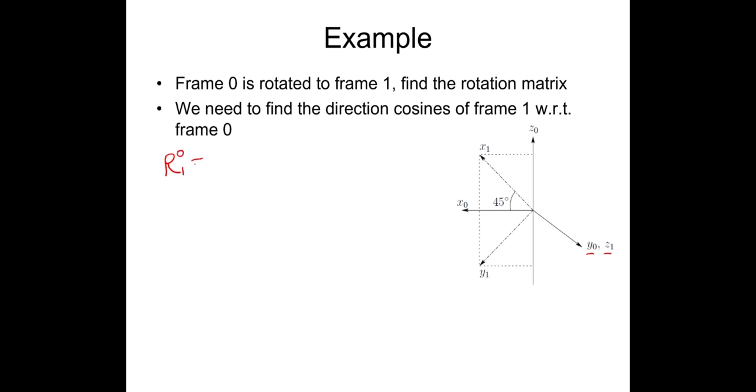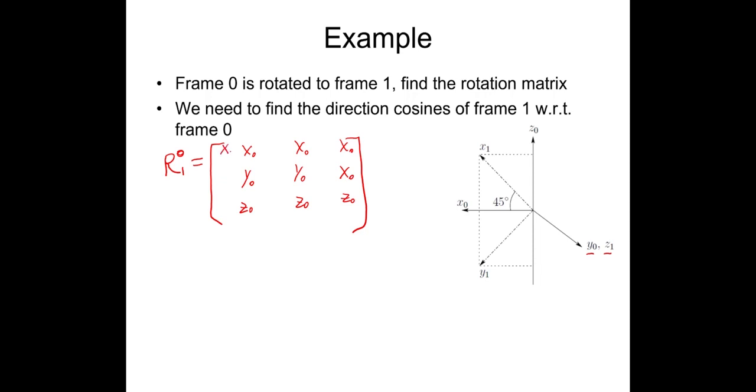Again, we write all these terms. So here the reference is frame 0, so I have x0, y0, z0, which is the reference. This is because we're projecting x1, y1, and z1 to the 0 frame. So that's why we need to write the base first, which is the projection base.